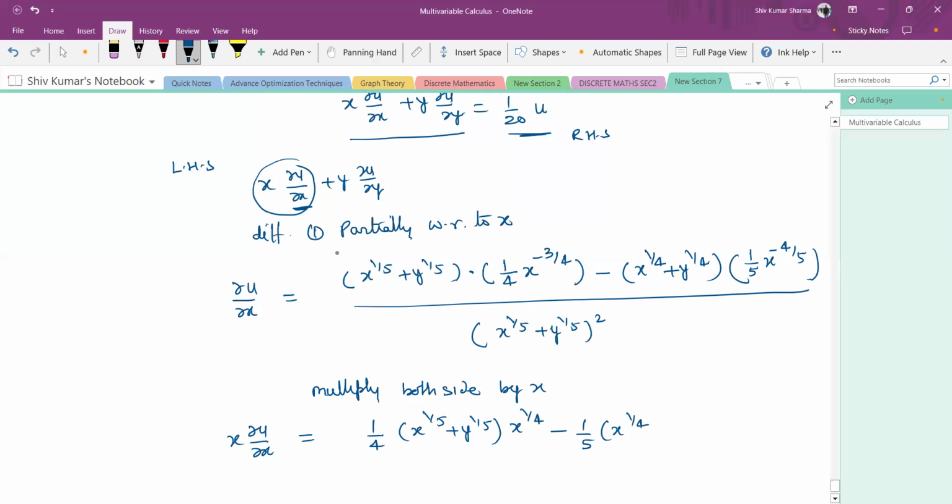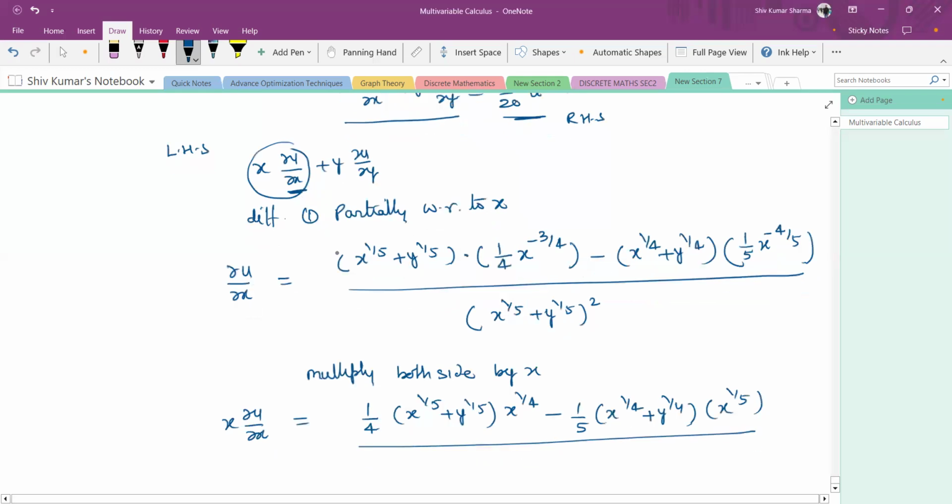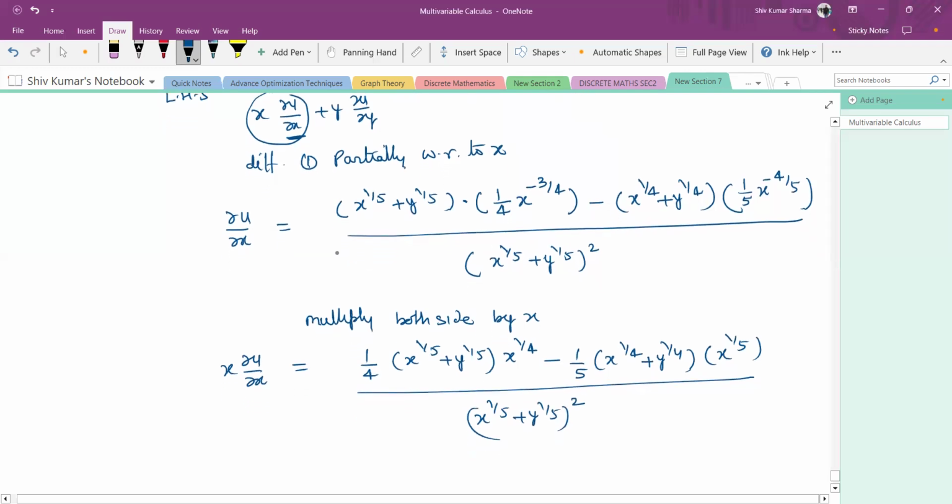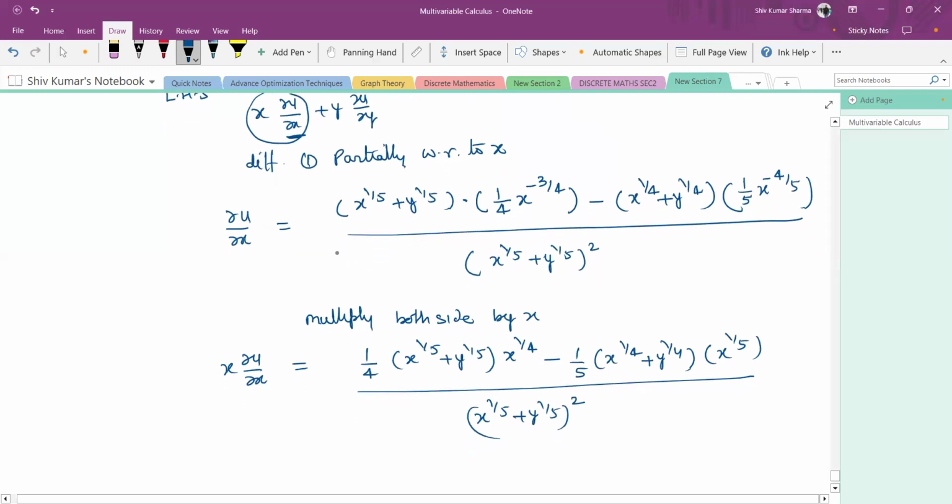So (x^(1/4) + y^(1/4)) into x^(1/5), when we multiply by x. So the denominator will be (x^(1/5) + y^(1/5)) to the whole square. So this is our x ∂u/∂x. So we have completed the first term.